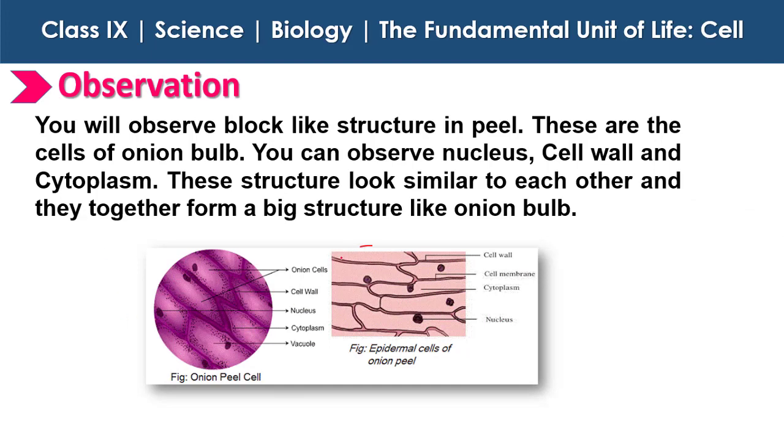You will observe block-like structures in the peel. You can also observe nucleus, cell wall, and cytoplasm in the cell. These structures look similar to each other and they together form a big structure like an onion bulb.